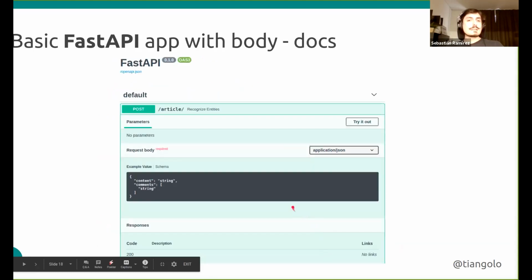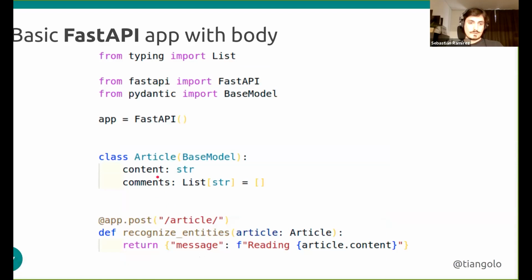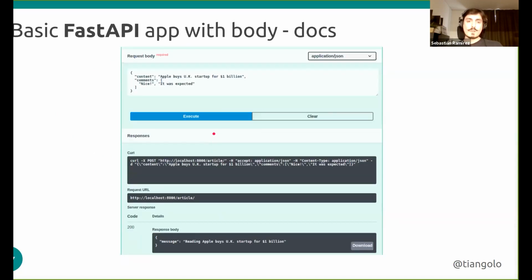And when we check the documentation user interface, we can see that the example value contains the same shape that we declared. So this is the JSON shape, or the JSON schema, that we will send to the API. It has a content, which is a string, and then it has comments, which is a list of strings. If we come back, we have the content, which is a string, and the comments, which is a list of strings. So the documentation is also updated automatically with the data that we declared.